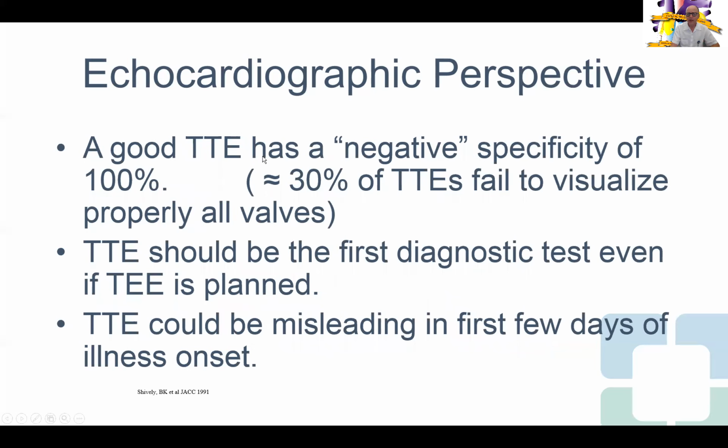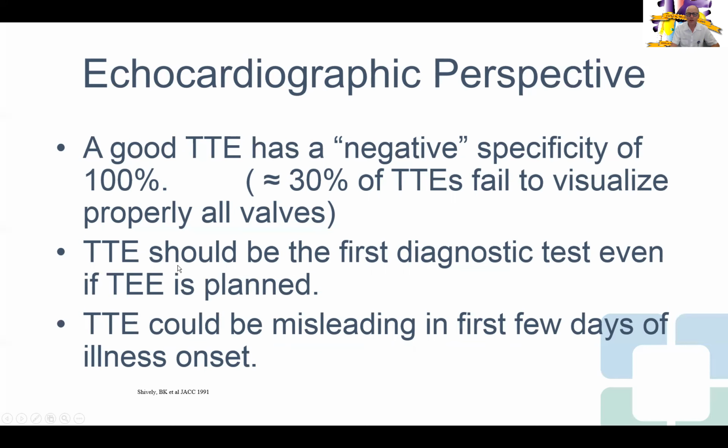So a good transthoracic echo, we're talking here about native valve endocarditis, a good transthoracic echo where you can see everything, can give you very good specificity to rule out endocarditis. However, on review, about 30% of transthoracic echoes will fail to visualize all the valves. So in about 30% of transthoracic echoes, you should escalate and go up to a transesophageal echo to make sure you don't have endocarditis. This is native valve endocarditis.